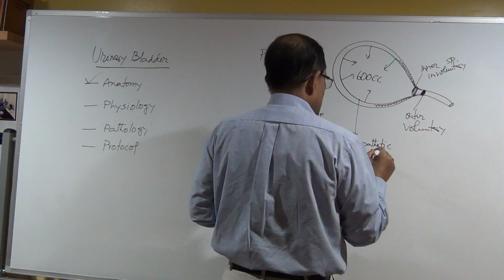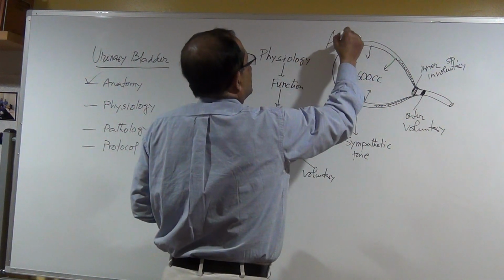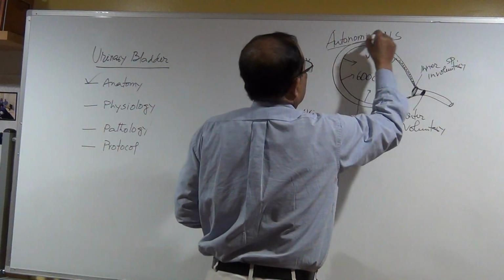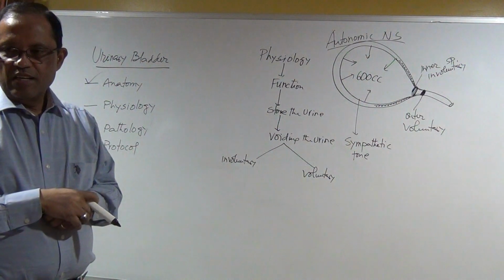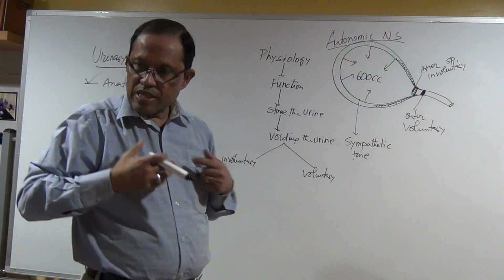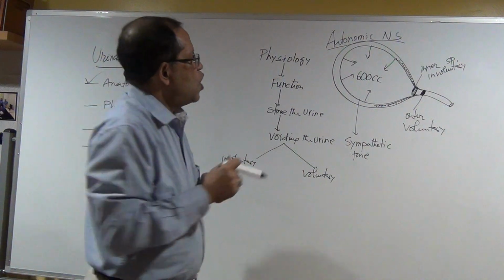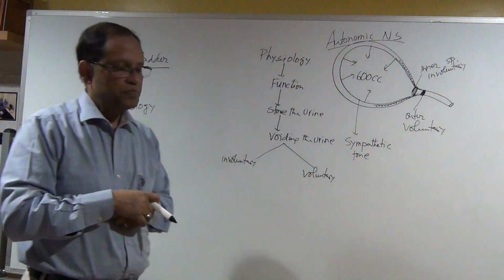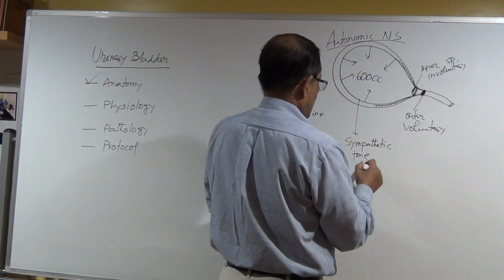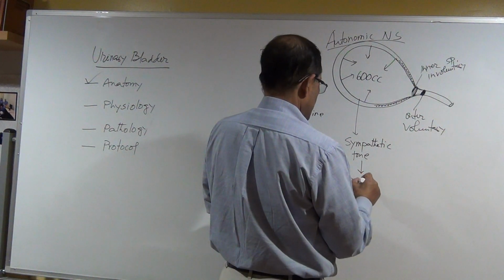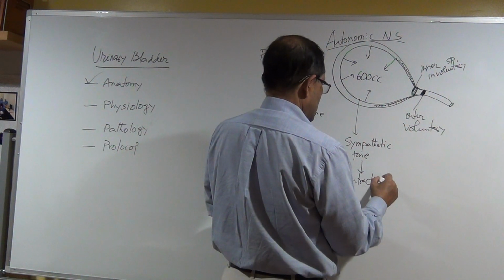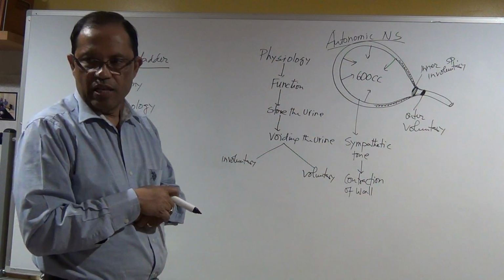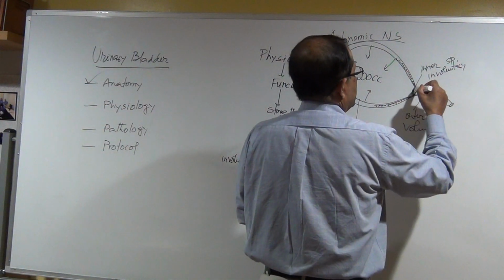Keep that in mind. The pressure that is sympathetic tone, because autonomic nervous system controls the voiding. Autonomic, same as the heart, lungs. Autonomic nervous system has sympathetic tone and parasympathetic tone. Sympathetic tone causes contraction of wall. Contraction of wall.